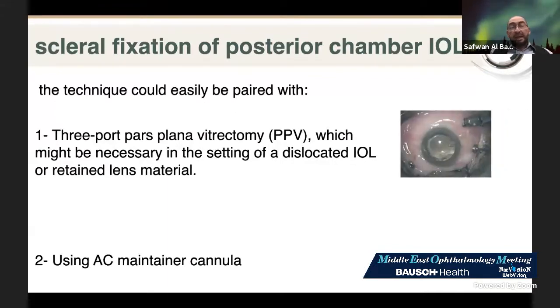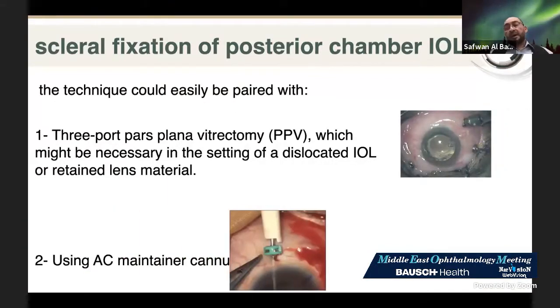Now, the technique could easily be paired with either a PPV infusion cannula or the anterior AC maintainers. I think that anterior segment surgeons, as Dr. Brian Kim said, are more used to the anterior AC maintainers. Posterior vitreoretinal surgeons prefer the infusion cannula, each one having his explanation. For someone like me, in between both, I'm using both, but I prefer to choose according to the condition.